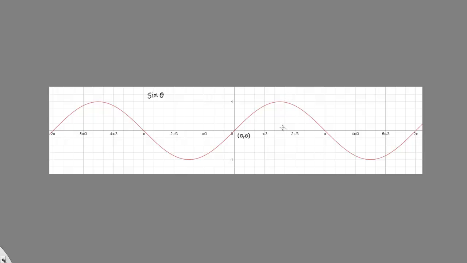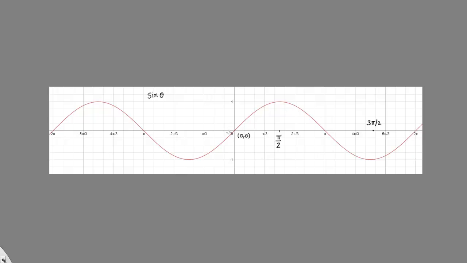And at pi by 2 it takes value of 1. So notice that pi by 2 here takes value of 1. Then at pi it takes value 0. At 3 pi by 2, here is 3 pi by 2, it takes value minus 1 as you can see. And then at 2 pi it takes value 0 again. So this is the sinusoid curve.